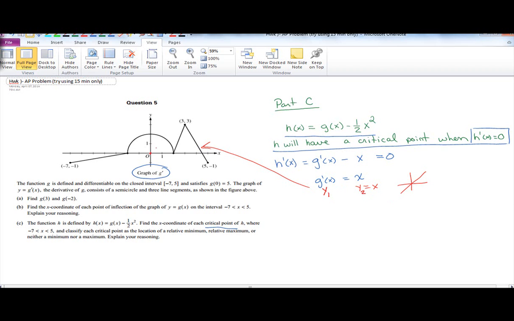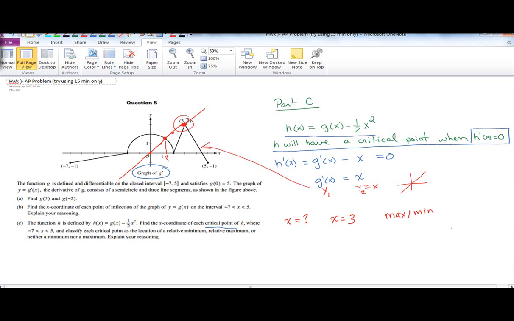So I'll do that. There are two intersecting points, and therefore there are two critical points. X equals whatever that value is, I'm going to call it question mark, and x equals 3 are the obvious critical points where g prime of x equals x, or g prime of x minus x equals 0.